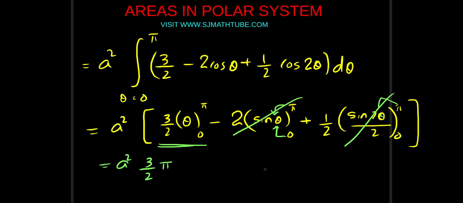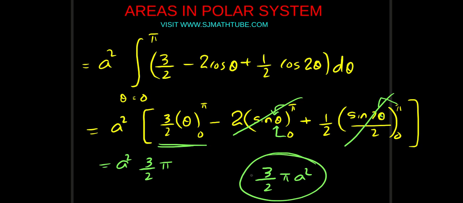So what's the area of a cardioid? 3 by 2 pi a square. So I hope you understood this. Okay, so let's try one more question.